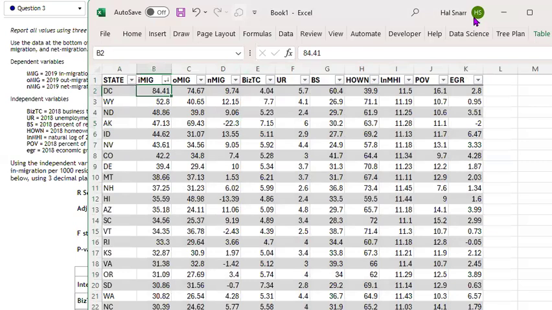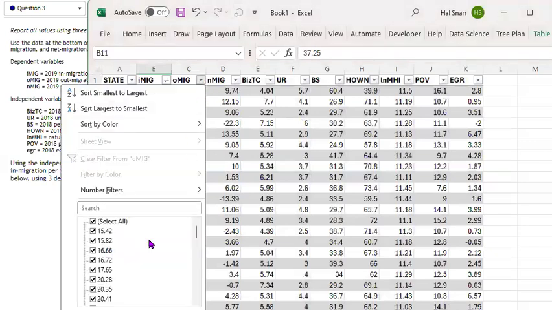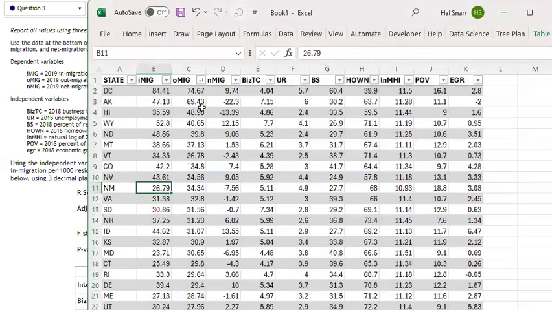And you can see that DC, Wyoming, North Dakota, Arkansas, Idaho, Nevada, Colorado, Delaware, Montana, New Hampshire are in the top 10 of in-migration. For out-migration, you have DC, Arkansas, Hawaii, Wyoming, North Dakota, Montana, Vermont, Colorado, Nevada, and New Mexico.